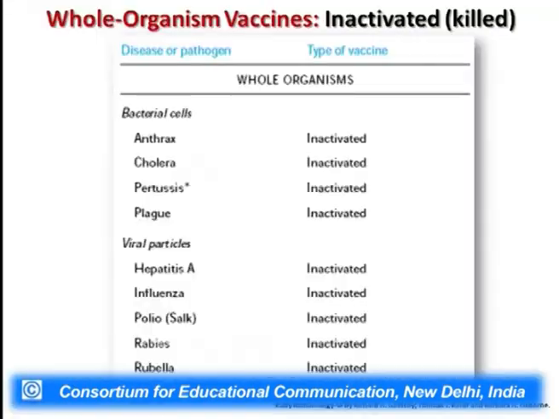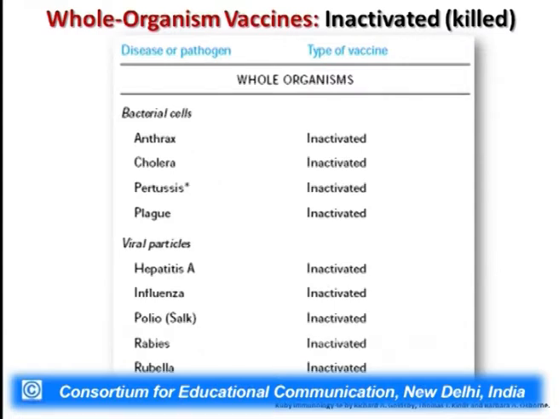Welcome back, viewers. We were discussing the various types of vaccines. We had already discussed the live attenuated whole organism vaccines. We were actually discussing the whole organism killed or inactivated vaccines. In our previous session, we discussed anthrax, cholera, and plague.